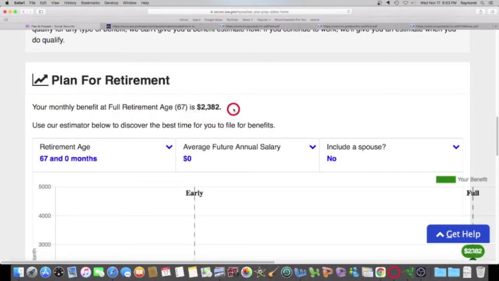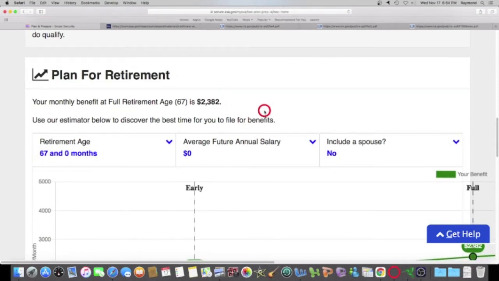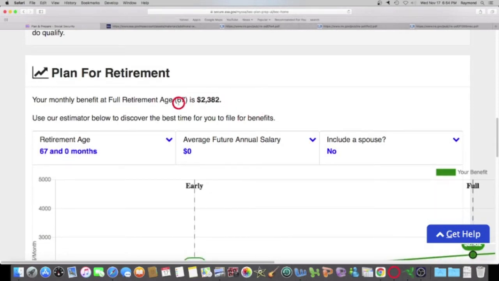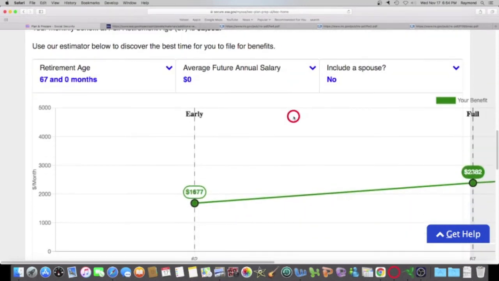So if I decided to get a job, then this number possibly will go higher because they're going to stop looking at those zeros and start looking at the new money that I make annually. Or this number could possibly go down. So if I don't work, it's going to be more zeros added in because they're going to look at the 35, and this number can get lower. But right now, they're projecting at age 67, I'll get this much. So let's scroll down.